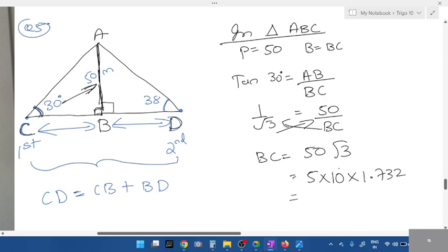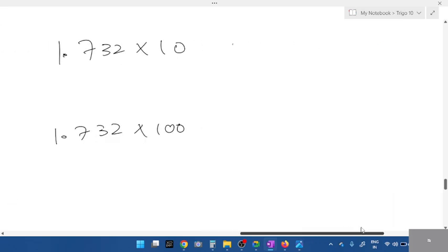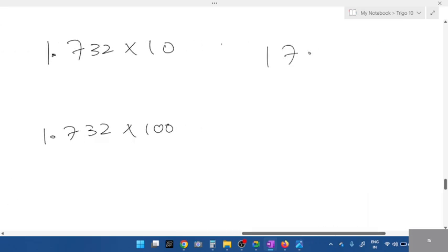Now use the shifting method first. According to the shifting method, what is 10 into 1.732? Just shift one decimal. 17. Okay, whoever doesn't know shifting, look here, I'll explain. 1.732 into 10. 1.732 into 100. Look at the screen, students. Stop writing. 1732 divided by 10. 173.2 divided by 100.